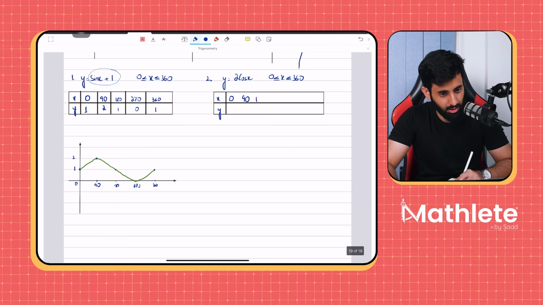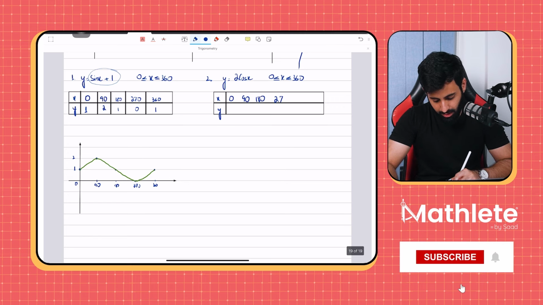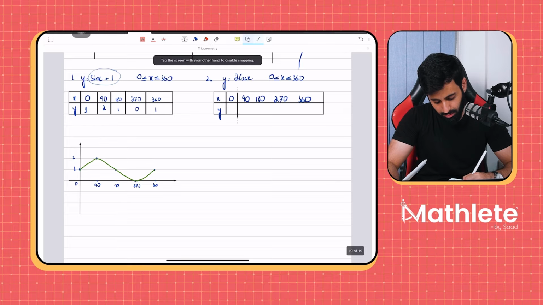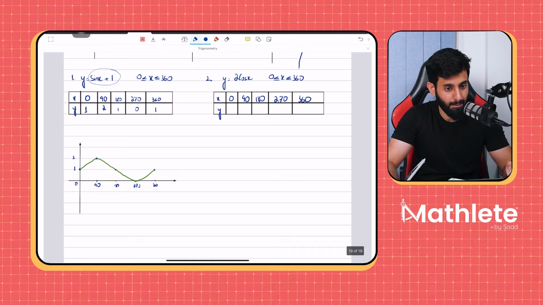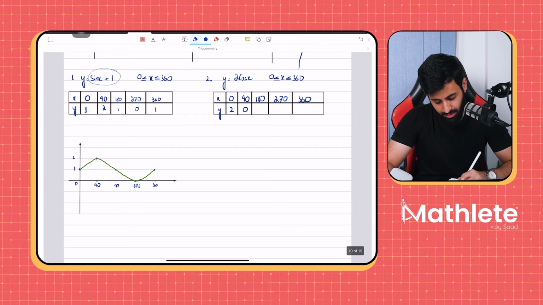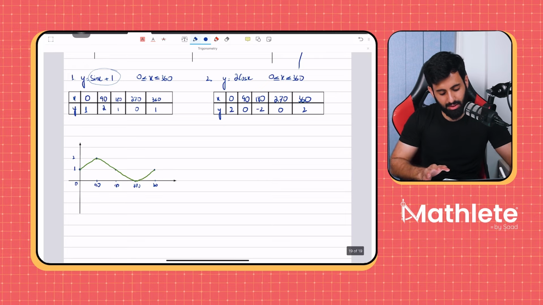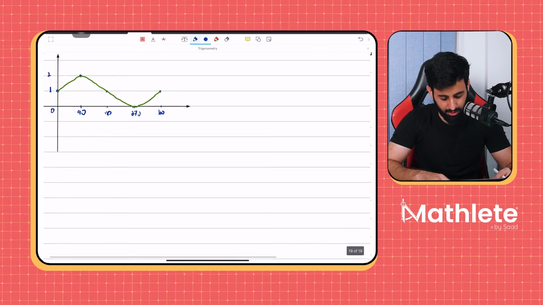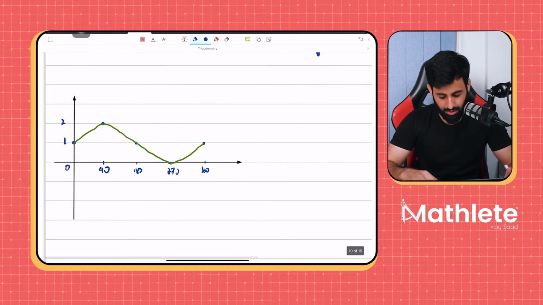0, 90. Okay, great. We have the answer already. 270, 360. Okay, that's the benefit of being able to use a calculator. So at 0, it's 2. At 90, it's 0. At 180, it's minus 2. At 270, it's 0. And at 360, it's 2 again. Yes, so basically, yeah. Okay, in fact, wait a minute. Let's hold this for a minute. Let me come back to this and elaborate on what Josefa just said.